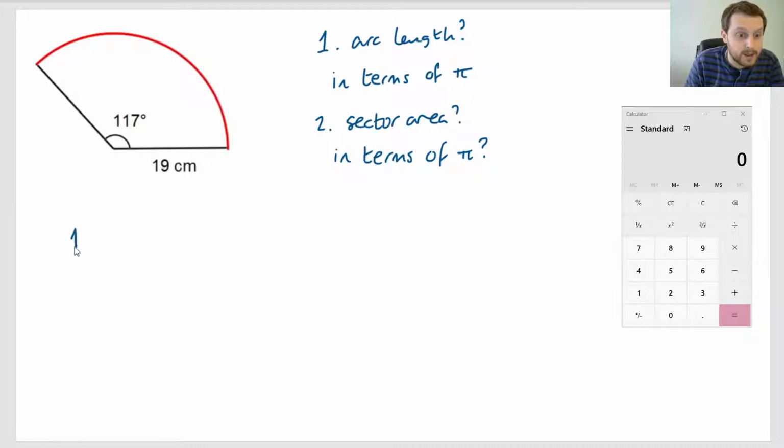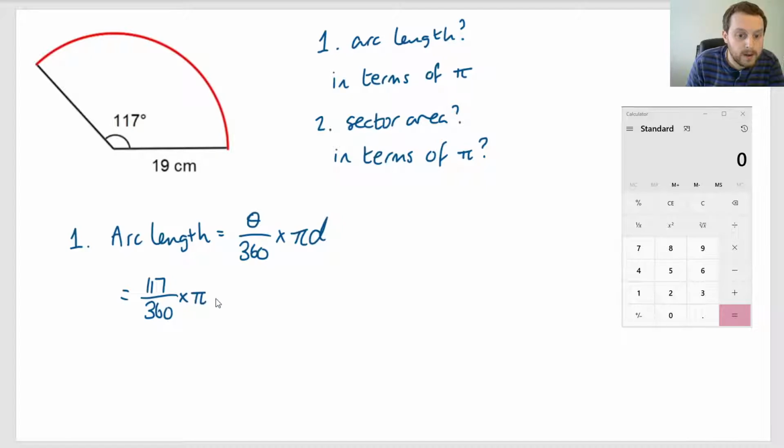So okay, let's look. Question 1: your arc length has a formula. It's theta out of 360 multiplied by pi d. That's what it is. So let's fill this in as much as we possibly can. We've got 117 over 360 times pi times d, which for us will be 38, right? Because 19 is the radius, so the diameter is 38.